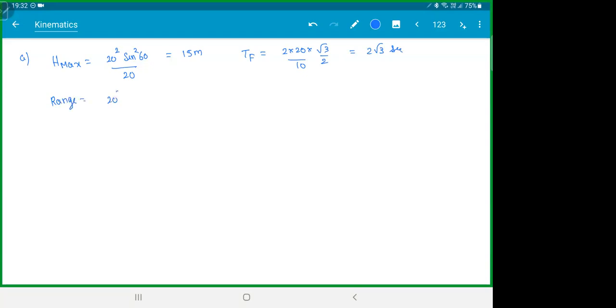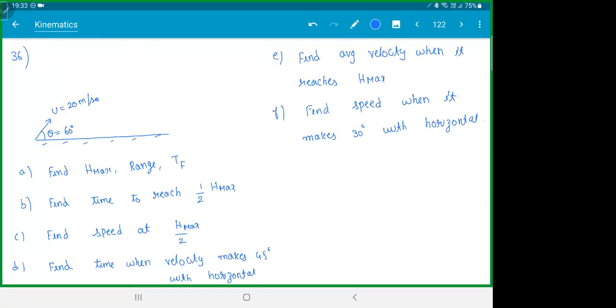Range will be u square sine 2 theta by g. That will be 400 into sine 120, that is root 3 by 2, by g is 10. That's 400 by 20, 20 root 3 meters. Okay? First part is easy. Find the time to reach half of h max. Lakshika, I think that is right.